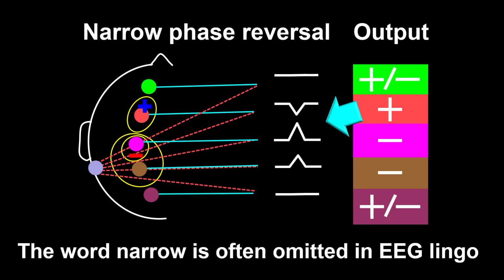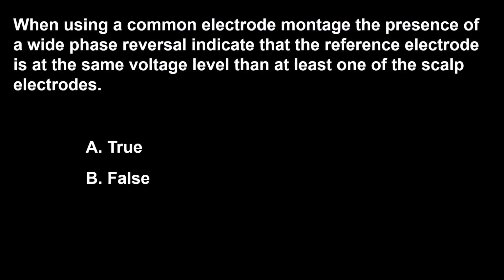Usually, this type of reversal is just referred to as a phase reversal. A narrow phase reversal occurs when the field created by a horizontal dipole does not involve the reference. So the answer to this question is true.